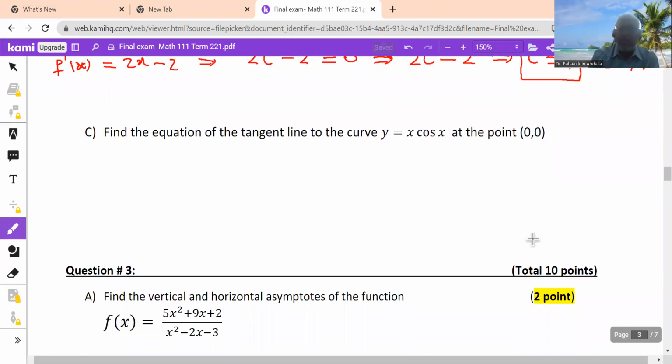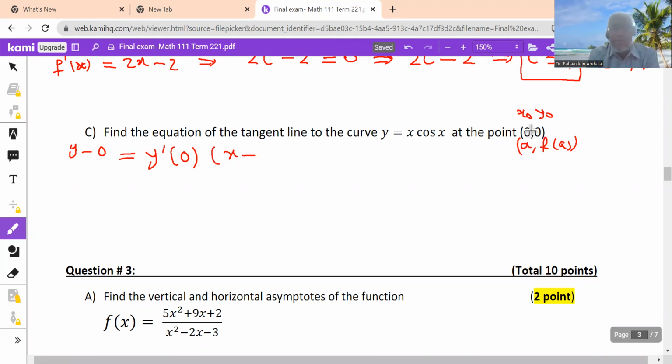Find the equation of the tangent line to this curve at the point. Well, the equation of the tangent line is given by y minus y0 equals y prime at x0 times x minus x0, where the point is (x0, y0), or you can call it a and f of a. Here x0 is 0, so the equation of the tangent line is y equals y prime of 0 times x. So all we need to find is y prime of 0. To find y prime of 0, we find y prime of x first.